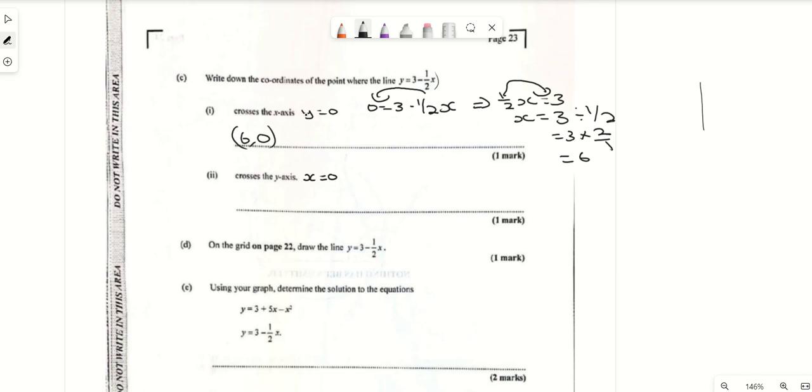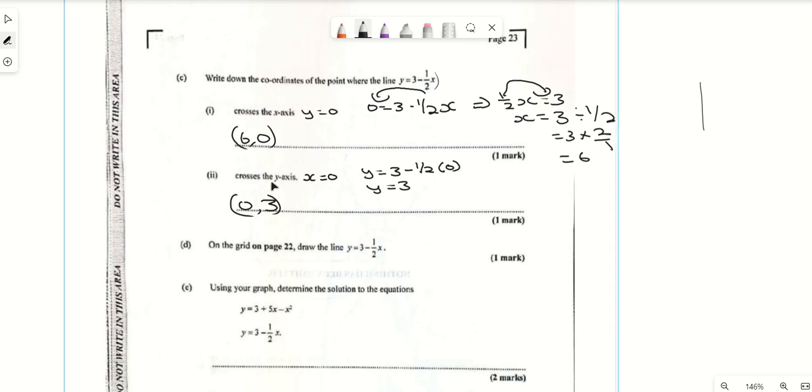So you're going to put it in this equation where you're going to say y is equal to 3 minus a half by 0. That is y is equal to 3, because a half by 0 is 0. So my coordinates, x would be equal to 0, y would be equal to 3. This is my coordinates. And then they said on grid page 22, which is the grid page, draw the line y is equal to 3 minus a half x.